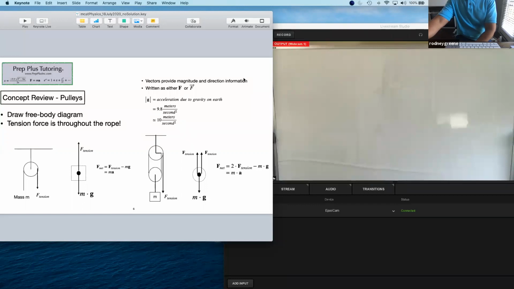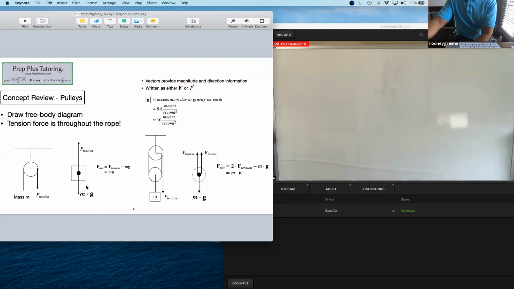Vectors provide magnitude and direction information. So typically in a problem, you'll have to write a vector equation for both the horizontal direction, the x-axis direction, as well as the vertical direction, or the y direction. So with vectors, it's very important to remember that vectors provide both magnitude and direction information. And you can write a vector either with boldface or with an arrow on top of it.